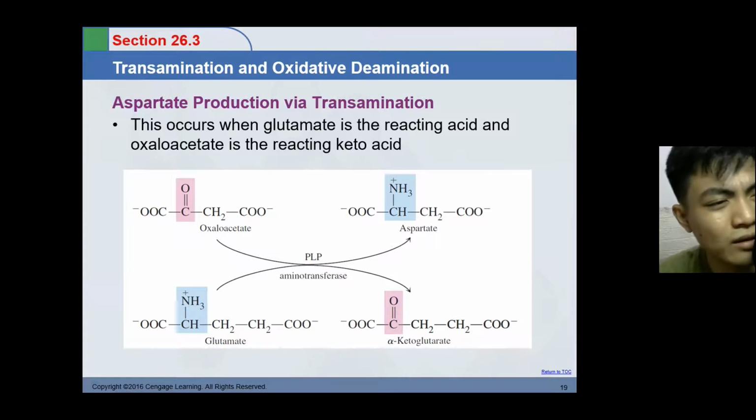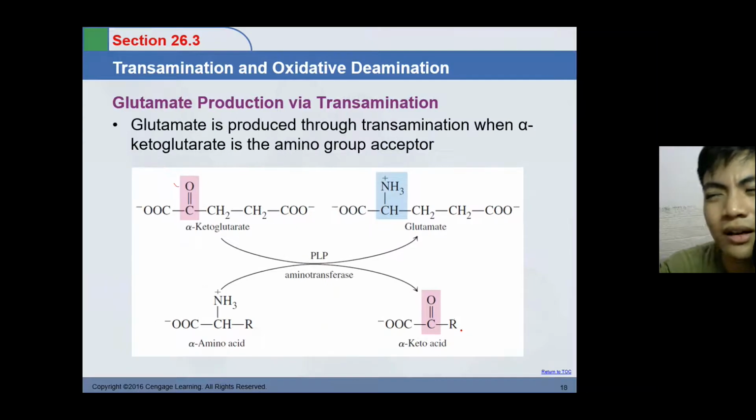And look, tignan nyo yung nangyari. We were able to produce alpha-ketoglutarate ulit. So, itong alpha-ketoglutarate, pwede yung gamitin in Krebs cycle. Napapansin nyo, no? Very resourceful yung ating body. Kung gusto niya gumawa ng glutamate, gagamit siya ng alpha-ketoglutarate. Tapos kahit anong amino acid, kukunin niya yung amine nun para maging glutamate and a keto product.